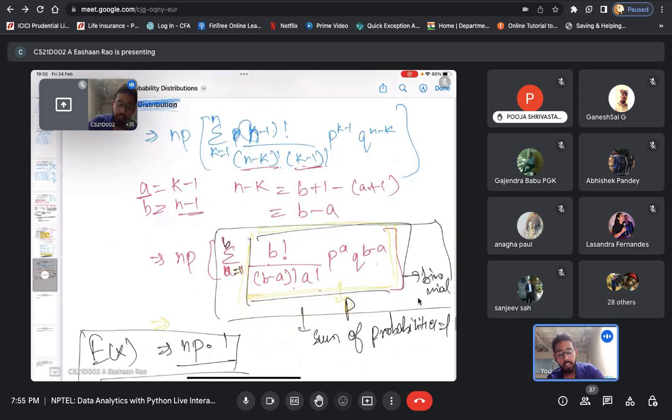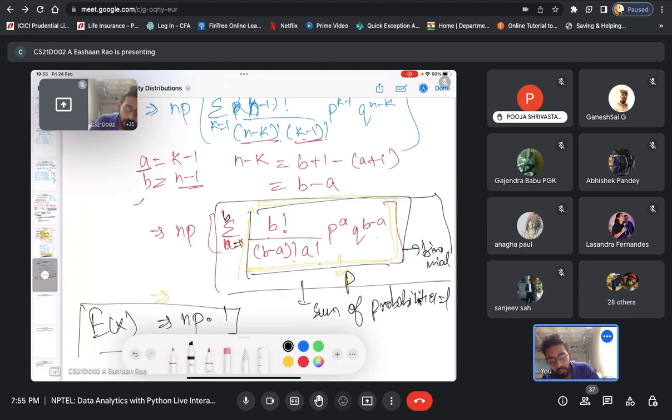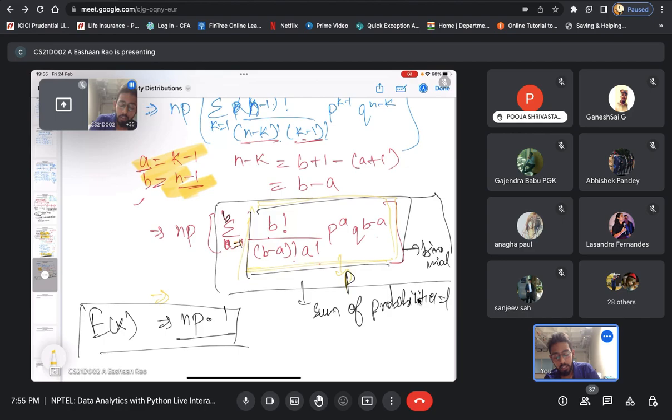And finally, using some substitution, we are able to find that the expected value of a binomial distribution will be n into p. Okay, so this is the summary of that.